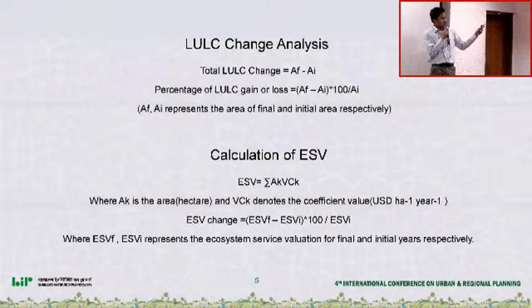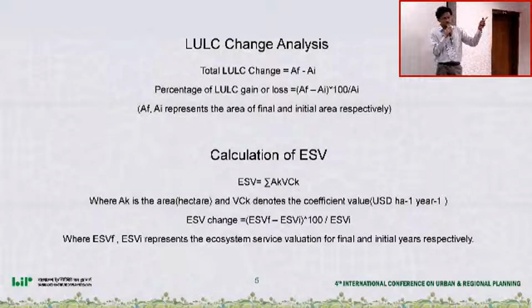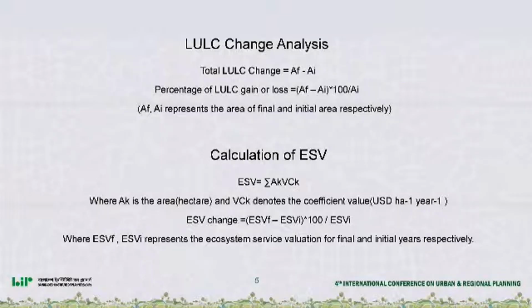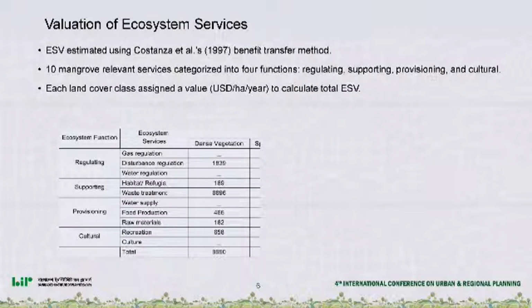Here you can see the formulas used in our study. The F and I represents final years and initial years respectively. The area was calculated in hectare, and valuation was calculated in US dollar per hectare per year. On this slide, you can see 10 major services we worked on. We divided our services into 4 major functions: regulating, supporting, provisioning, and cultural. The ESV was estimated using a benefit transfer method proposed by Robert Costanza.